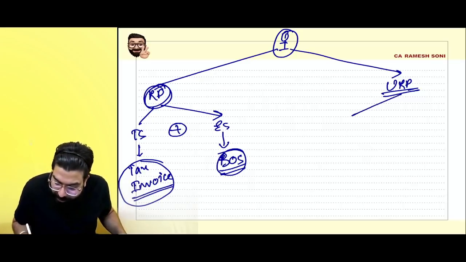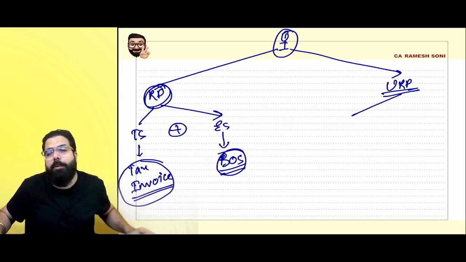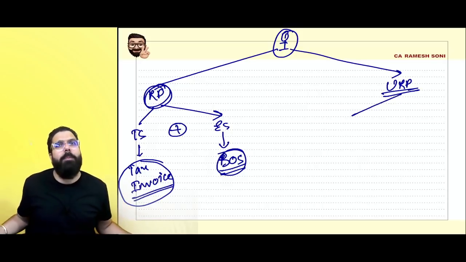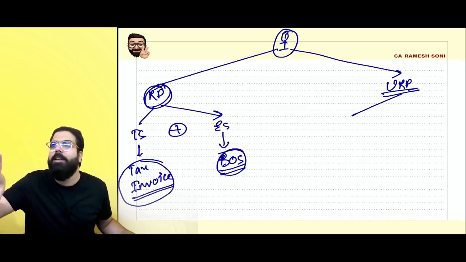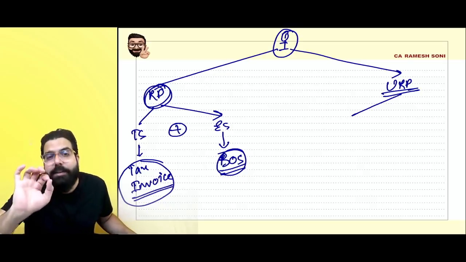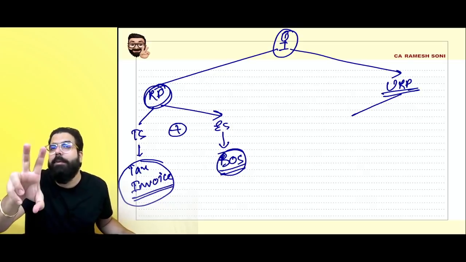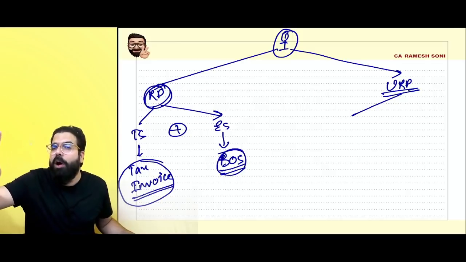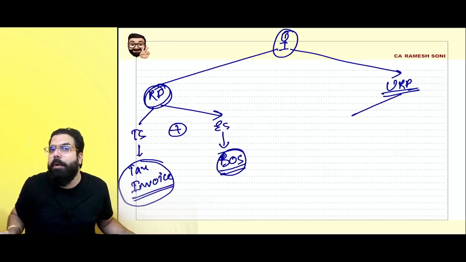But for an unregistered person, suppose my shop supplied some deodorant and some vegetables. Vegetable is exempted, deodorant is taxable. For the deodorant, which is a taxable supply, I have to give a tax invoice. For the vegetable, which is exempted, I have to give a bill of supply.